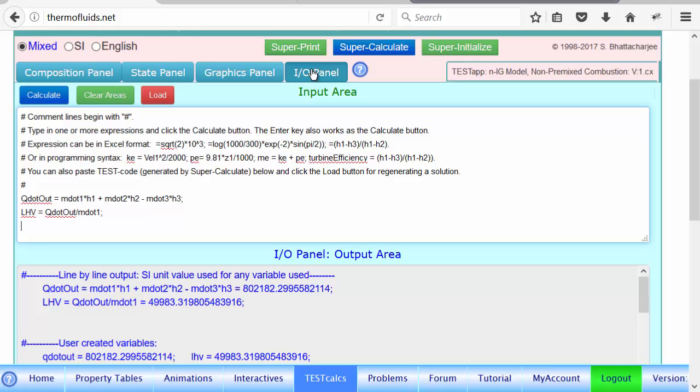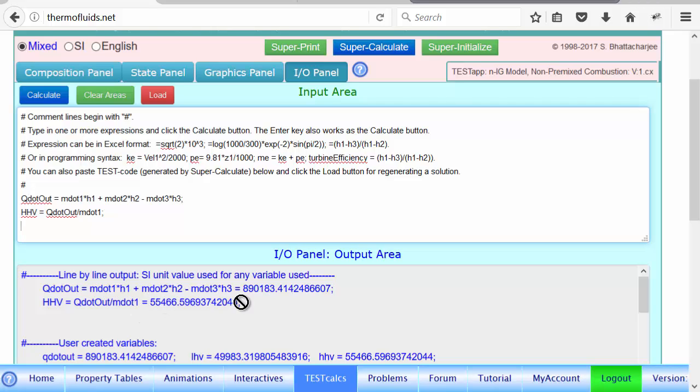Then on the I/O panel, to find the higher heating value, Q dot out, the formula doesn't change. This is exactly the same formula for the amount of heat that is coming out. Everything is correct except lower heating value should be called higher heating value, for the purpose of aesthetics. It's just a variable name. So let's call it HHV, higher heating value. Now if I calculate, look, the higher heating value is calculated to be about 55.5 million joules.